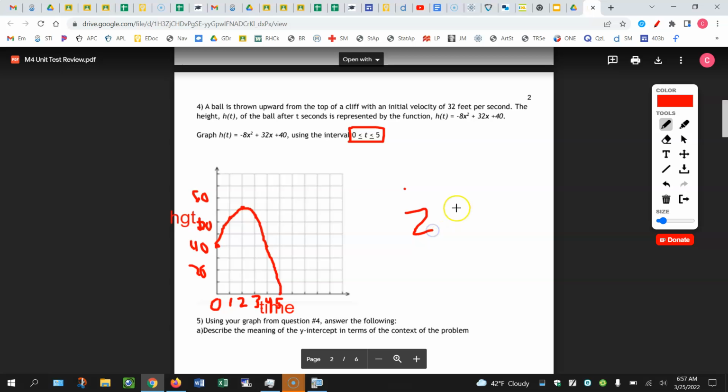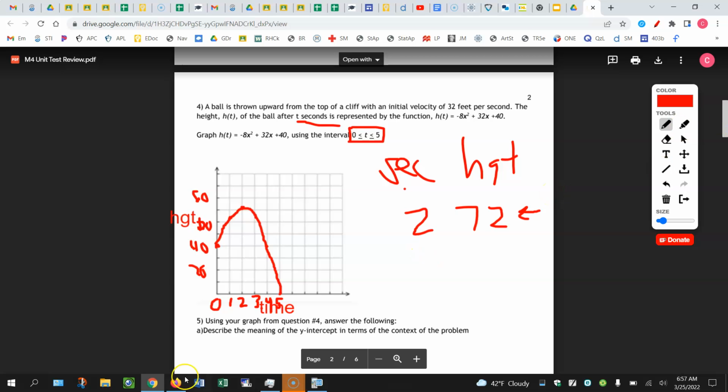That point on the table, the 2, 72, that's your vertex. This is your vertex. So t is the seconds, h is the height. So this 2, this is seconds, this 72, this is height. And we're going to need that for these next couple of questions.